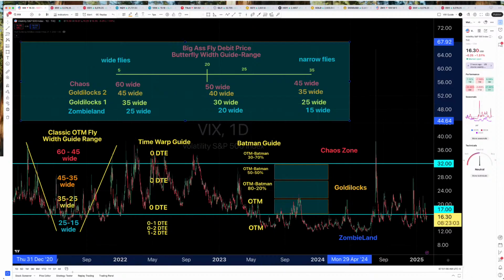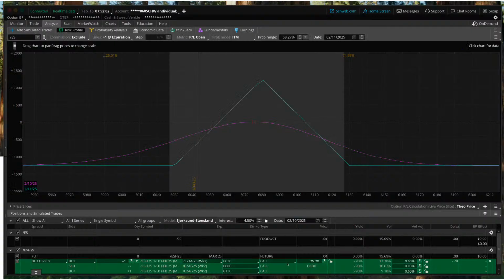So the next thing that we're going to do is take a look at the big ass fly. And here it is. As you can see, it's a 50 wide fly put on with the E-mini S&P futures. It is currently just under 25, so it is a viable trade.